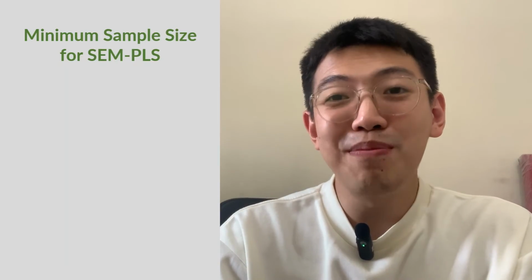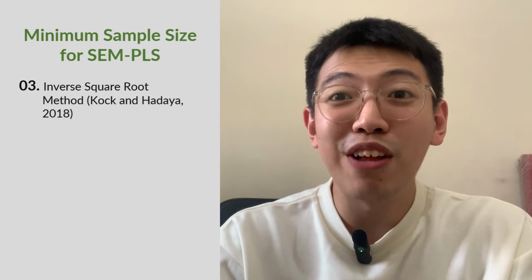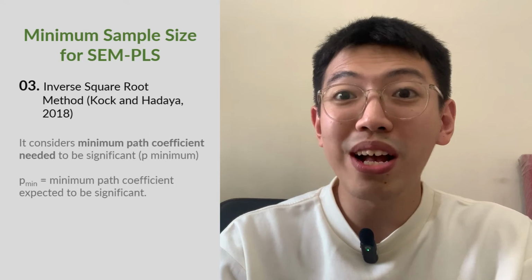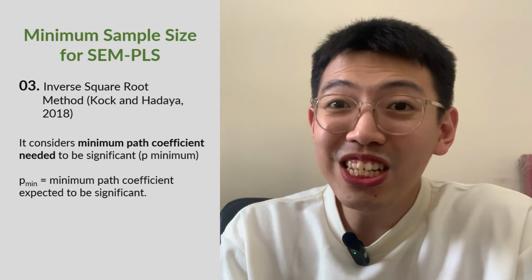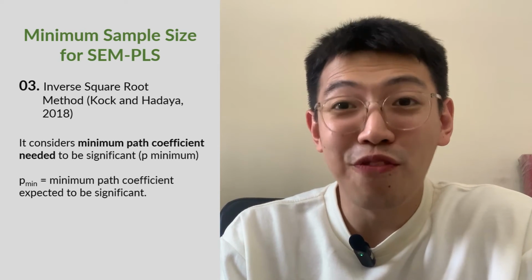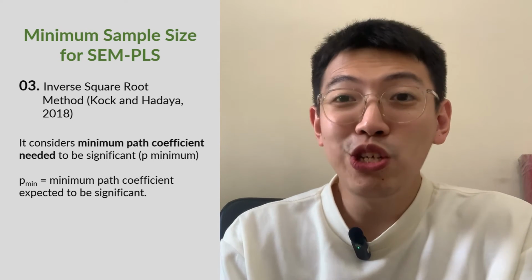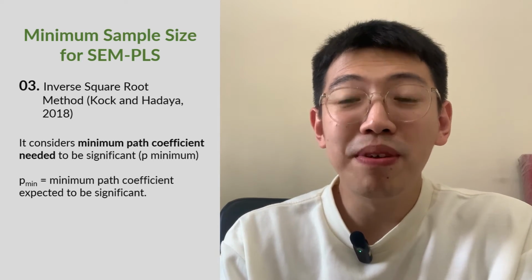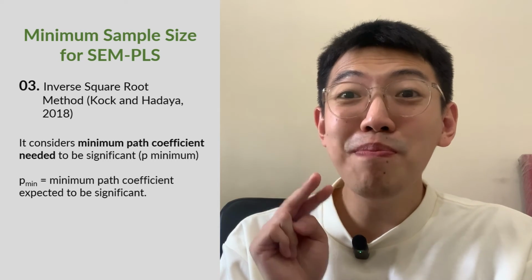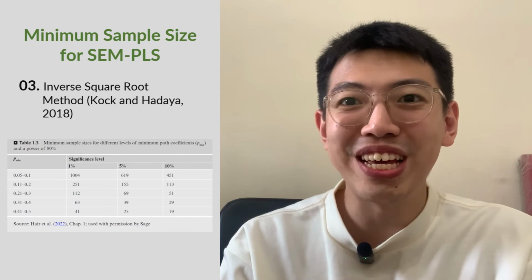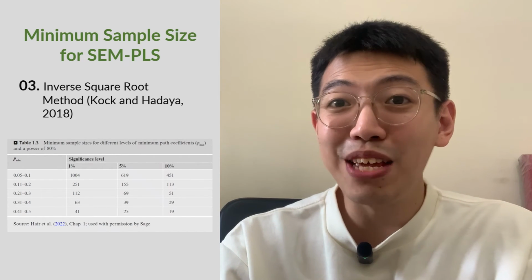The third most common method used is the method from Kock and Hadaya. It is known as the inverse square root method. It considers the minimum path coefficient needed to be significant. It uses P minimum. P here is the minimum path coefficient expected to be significant. You can use this table directly.